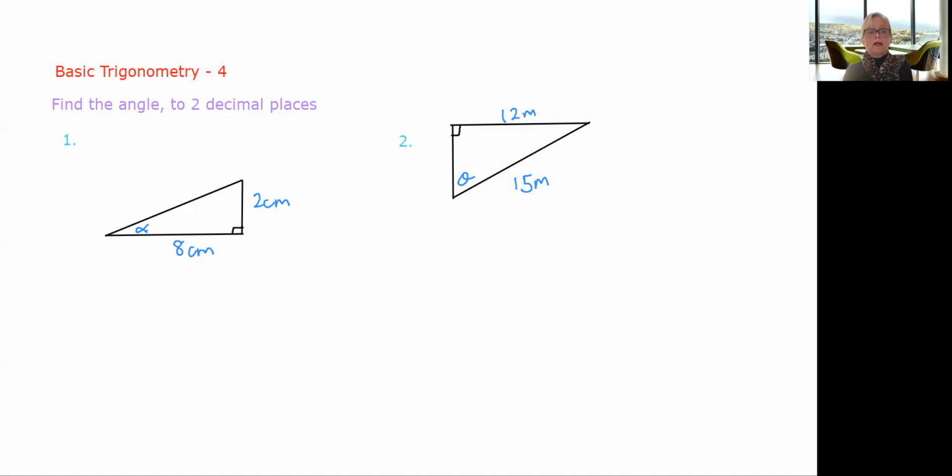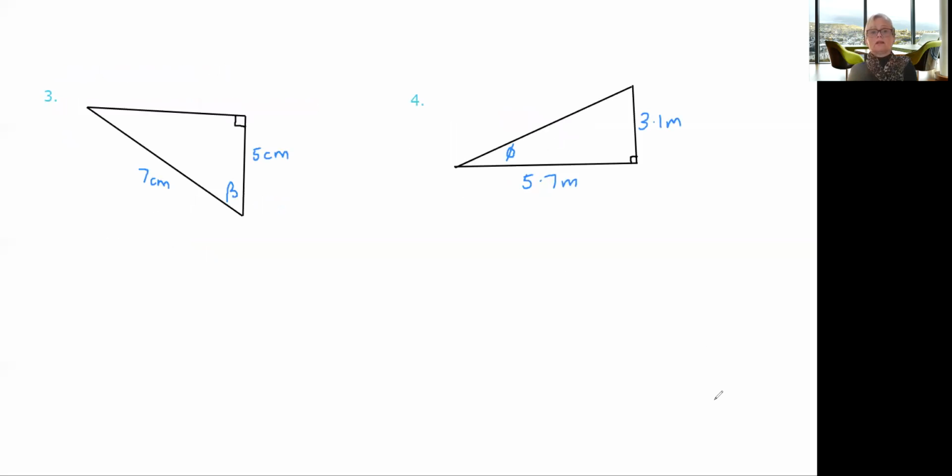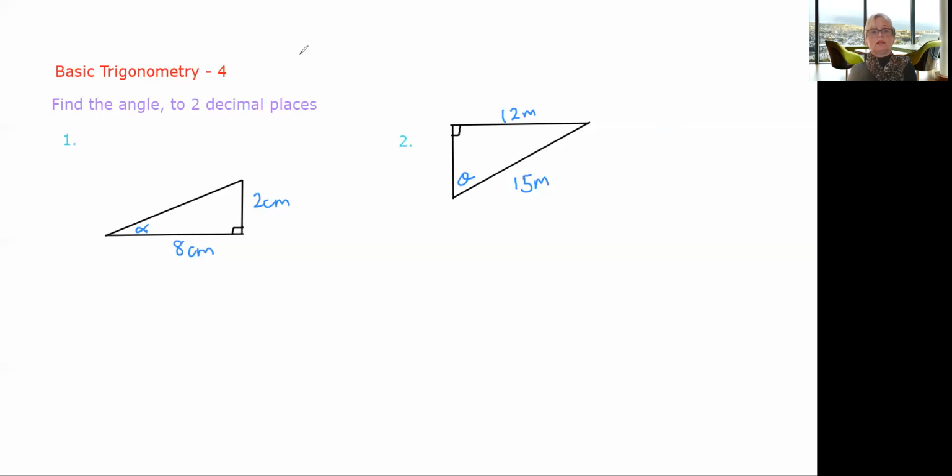Because we're finding the angle, we need to have a look at what sides we've got in relation to that angle. Now, this side across here is our opposite side, opposite the angle. This side here is our adjacent. So as always, we're going to start off in the same way, whether we're finding a side or whether we're finding an angle. We label any sides that are relevant. Then we think about our rules and we work out which rule is appropriate.